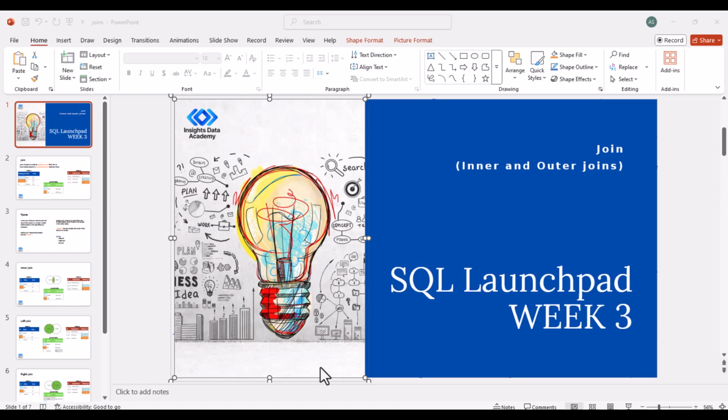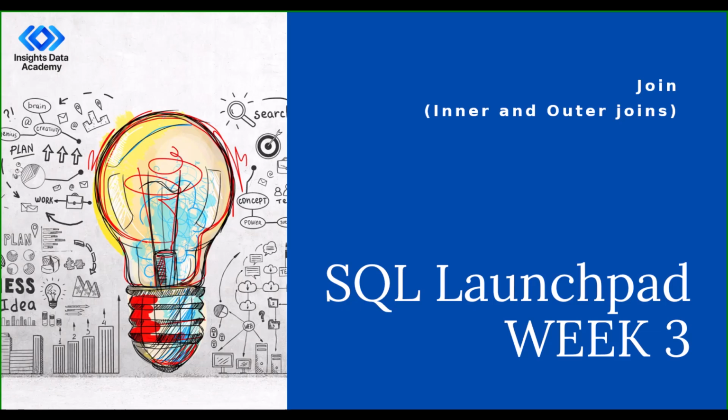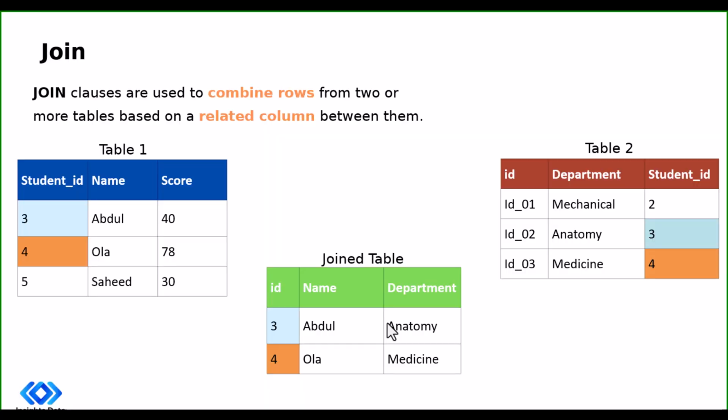In this lesson today, we'll be discussing joins and their types, which include the inner and the outer join. First of all, what do we mean by join clauses? Join clauses in SQL are used to combine rows from two or more tables based on a related column between them. The key point here is that for a join clause to work, one, you are combining rows together, and secondly, you are joining those tables on a related column.